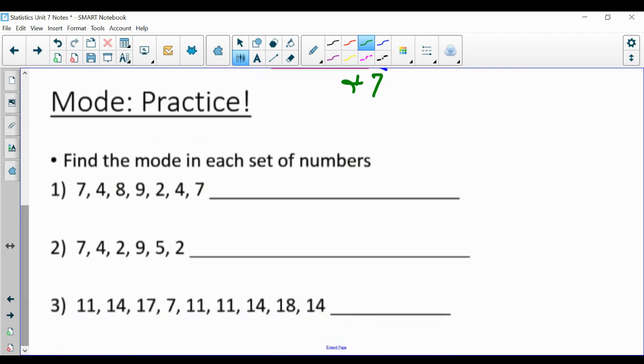All right, so let's look at these. I'll do the first one with you, and then you can do 2 and 3 on your own because this is super easy. Looking at this, I already see 2 sevens, so 1, 2. And then I also see 2 4s, and that's it. So my mode in this case is going to be 7 and 4 because they both appear the most times. They both appear twice, and no other number does that. So both of them would be my mode in this case. All right, so you go ahead and do 2 and 3 for homework.